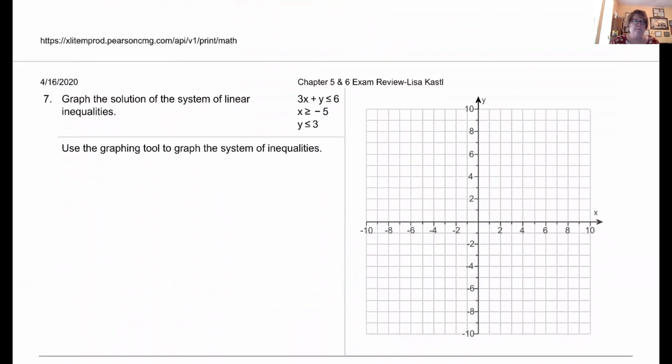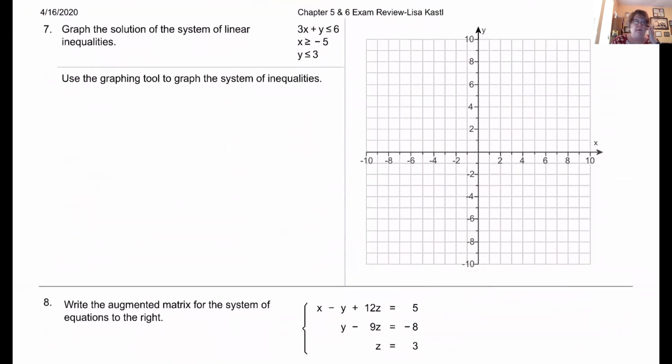All right, problem 7. Problem 7 contains 3 linear inequalities. However, the second and the third inequalities are vertical and horizontal lines. So I'm going to graph the first inequality using intercepts. If y is 0, 3x is 6, so x is 2 is the x-intercept. The y-intercept, if I don't have an x, y would be 6. So there's my first line. And it is a solid line because I have less than or equal to.